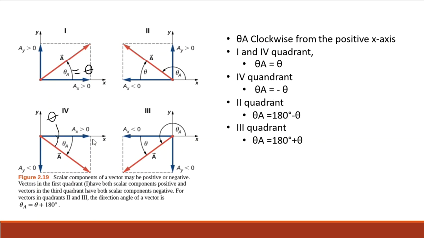The direction angle equals negative theta. So in quadrant 4, the direction angle equals negative theta, since the direction angle is counterclockwise from the positive x-axis and this theta is clockwise, so it's negative theta. Okay, quadrant 2. If this is theta, then the direction angle measured from the positive x-axis is 180 minus theta. That will give you this angle here. How about quadrant 3? It's 180 plus theta. All right?